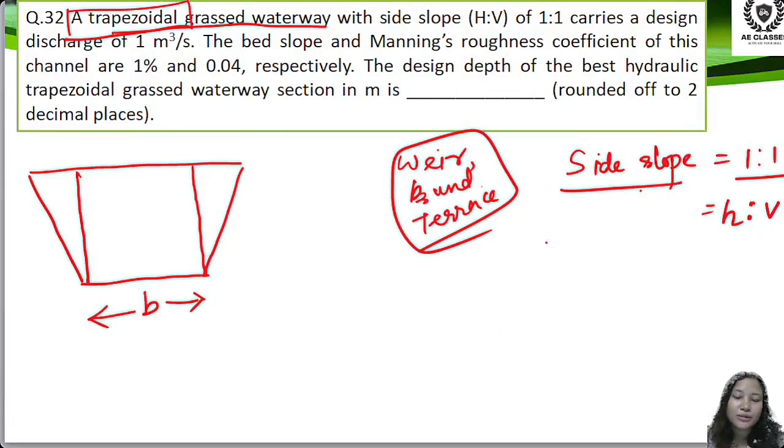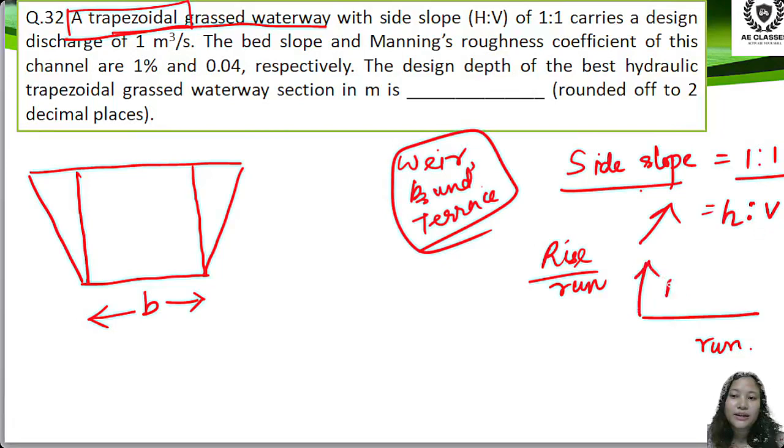Whenever we write a slope, we generally represent the slope by rise by run, isn't it? Whereas it's the opposite in this case. Okay, horizontal is what? This, isn't it? Basically this is the run, isn't it? And vertical is what? The rise. Okay, so it's the opposite in this case, so you always have to make sure.